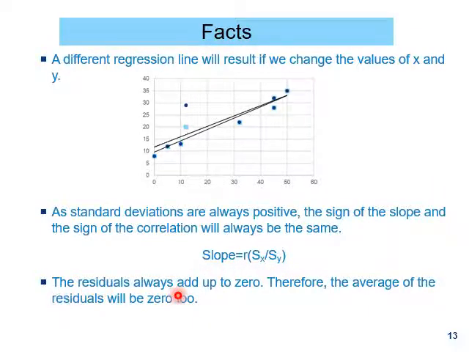And the residual values that we get add up to 0. So if we add all the residual values, it will be 0. And as the sum is equal to 0, the average will also be 0.